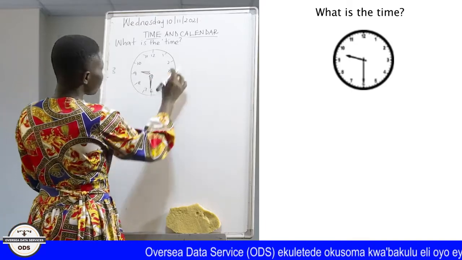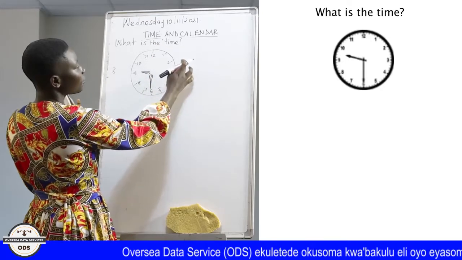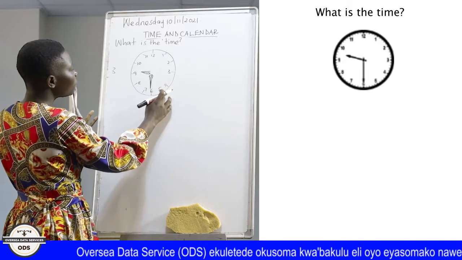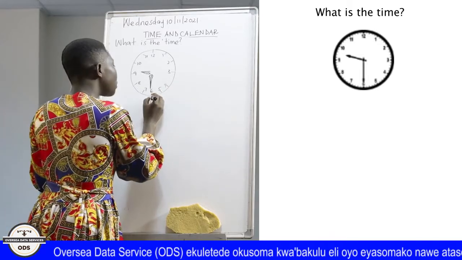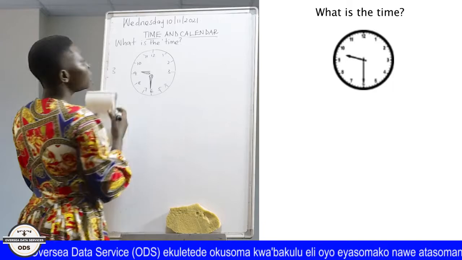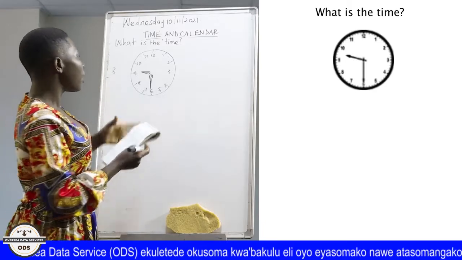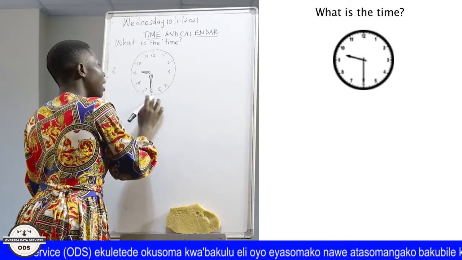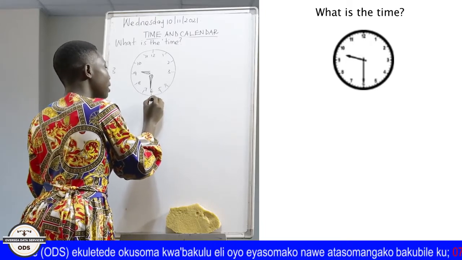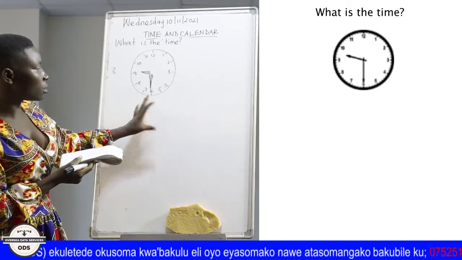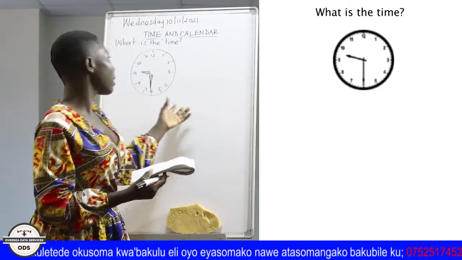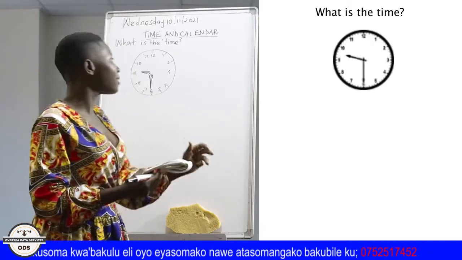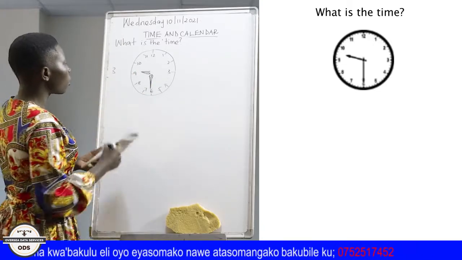As I told you, from here up to here is 5 minutes, 10, 15, 20, 25, and 30. And I told you that we have 60 minutes in 1 hour. When it reaches 30, which is just half an hour, we don't use 30 minutes past 9. We are just going to say half past 9 o'clock.